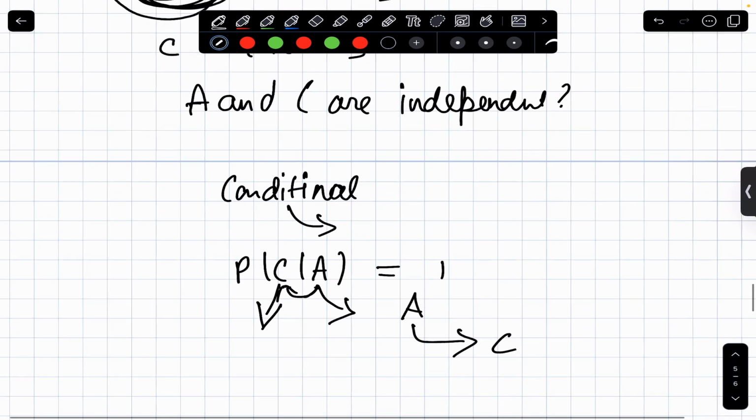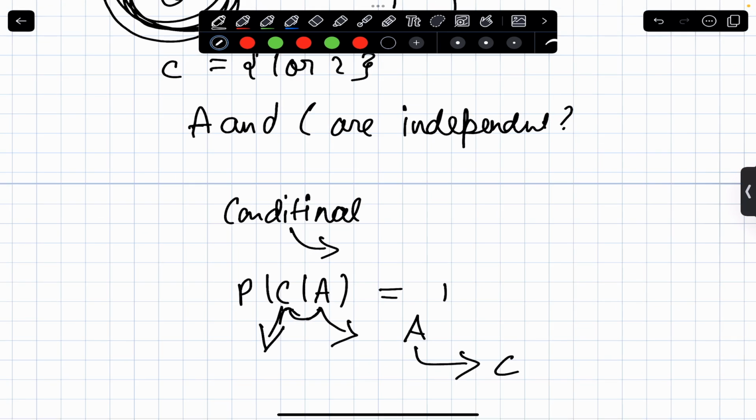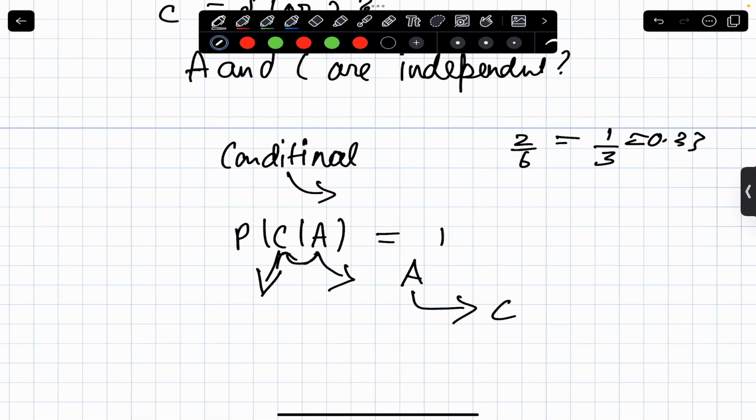So what does our event C say? Event C says that the die will be 1 or 2. Then what is the probability of being 1 or 2? 2 by 6, nothing but 1 by 3, nothing but 0.33. Now, being 1 or 2, given that A has already occurred, if it doesn't change, it means that A and C are independent.